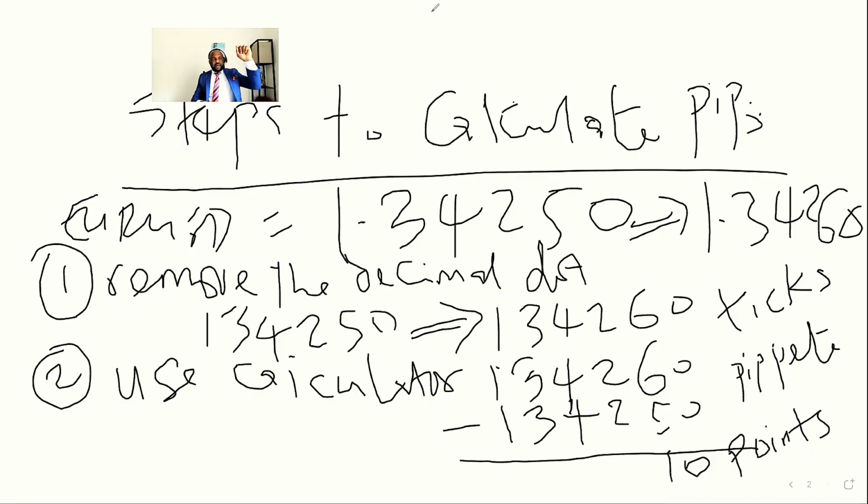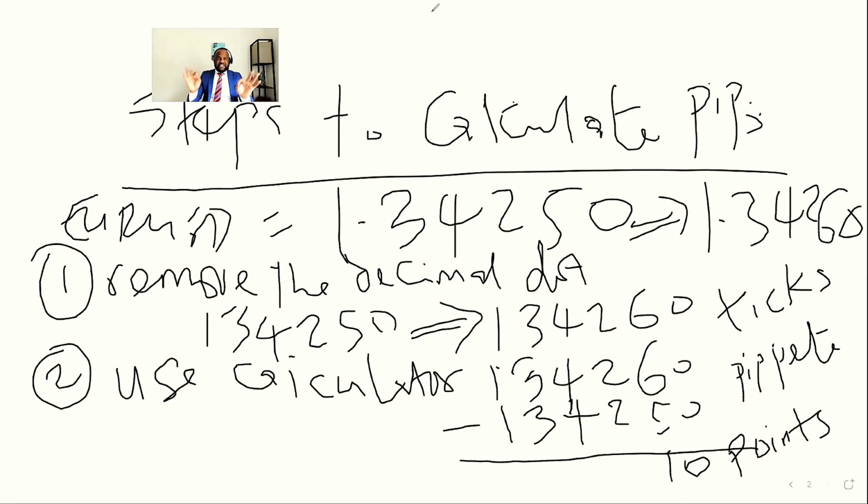From 1.3450, 51, 52, 53, 54, 55, 56, 57, 58, 59, 60. So from 1.34250 to 1.34260 is 10 ticks or 10 points. 1.34250, 51, 52, 53, 54, 55, 56, 57, 58, 59, 60. Your calculator will do it for you.